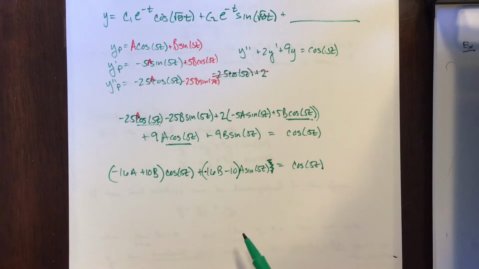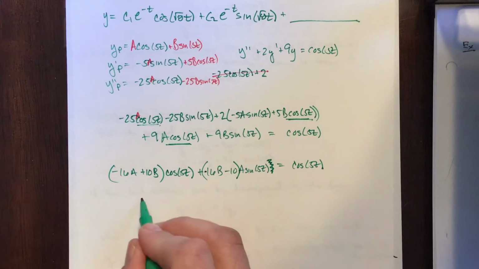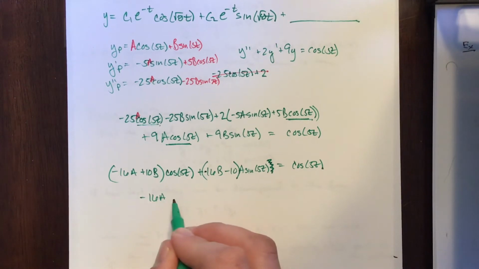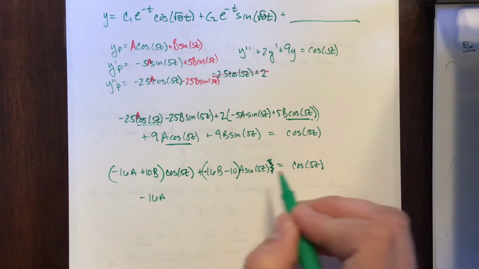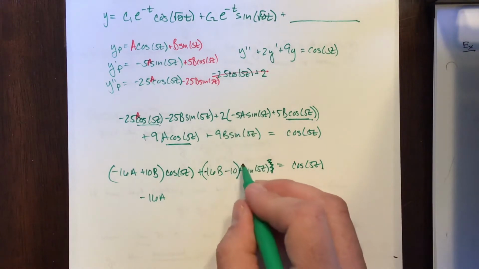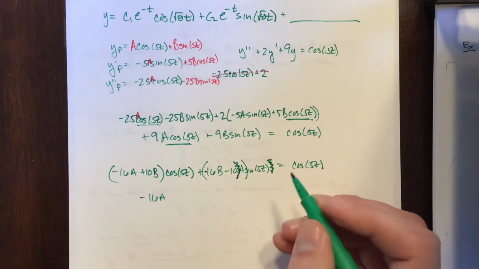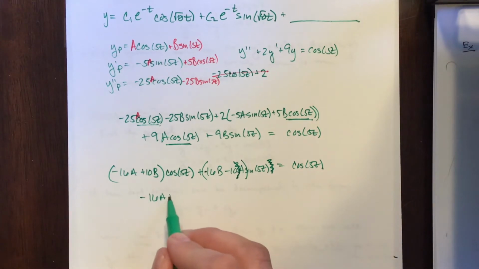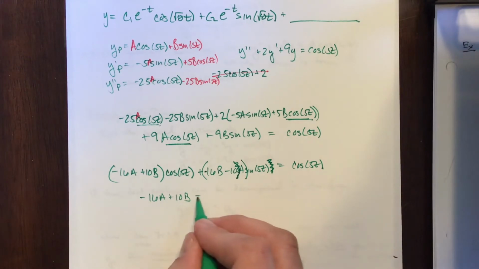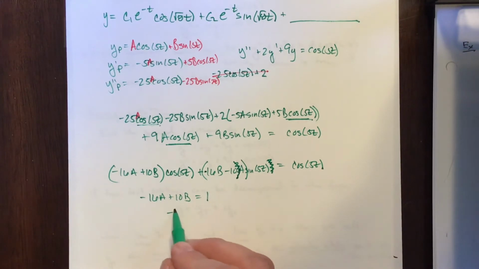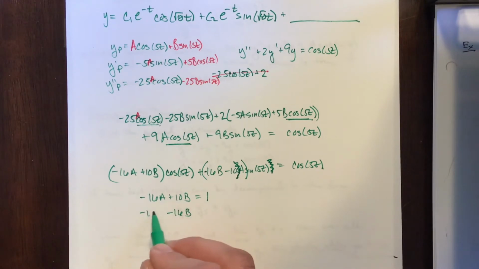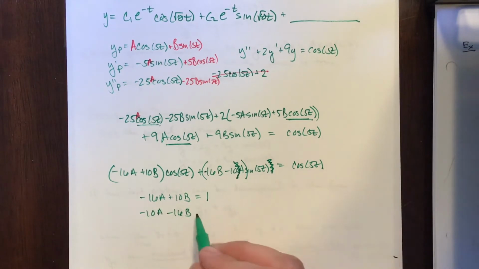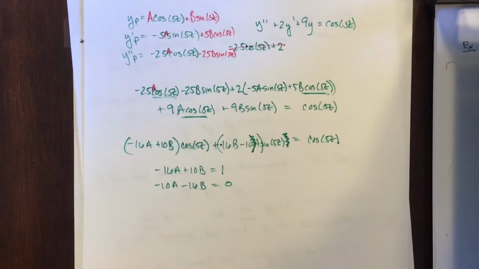All right. Now, piecing this all together, we come up with negative 16a. Where's the 10a? The 10a is inside the parentheses. Sorry, this is a mess. We get minus 16a plus 10b cosine 5t equals 1 cosine 5t, and minus 16b minus 10a sine 5t is equal to 0. All right, so now we need to find the A and the B that make that work.